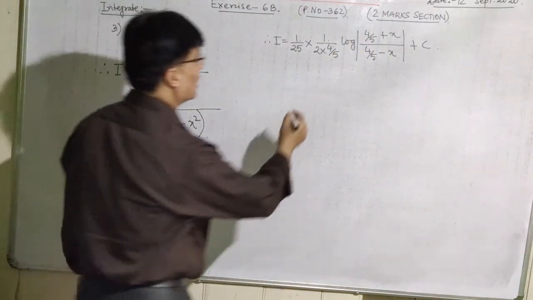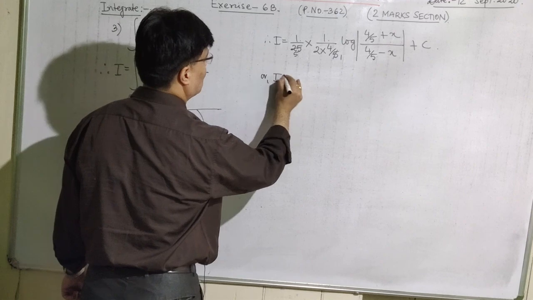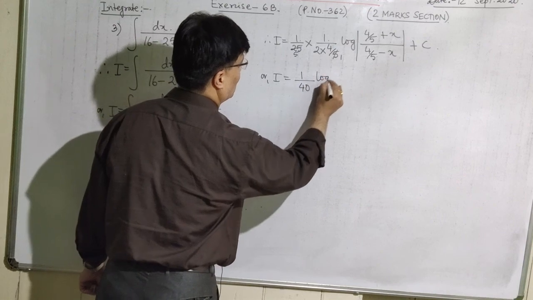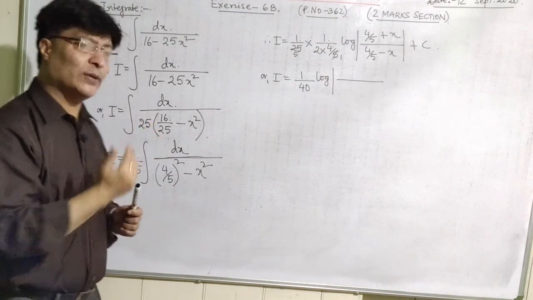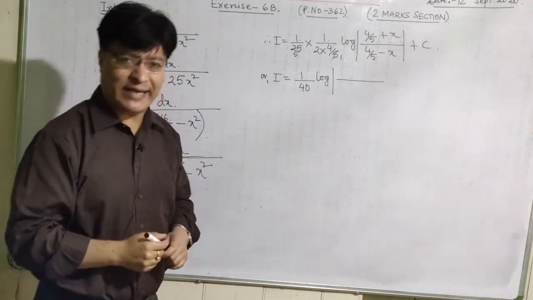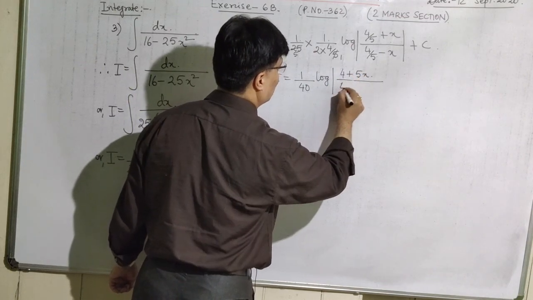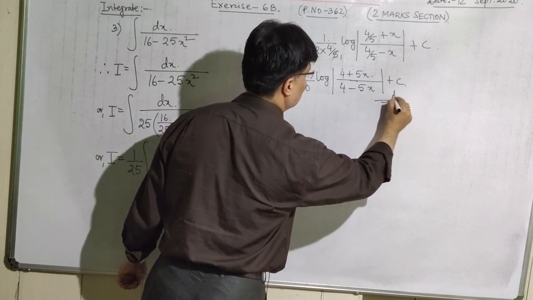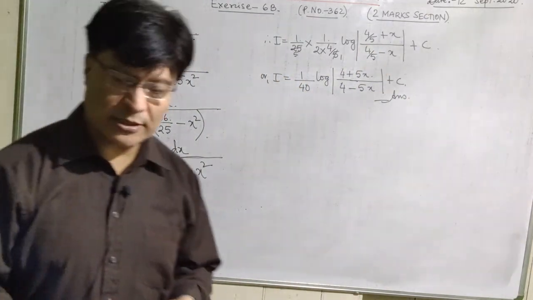Is that clear? So now here you can cancel these. 5 ones are 5, 5 5s are 25, right? Or I is equal to 1 upon 5 2s are 10, 4s are 40 log within mod. You can take the LCM both in the numerator as well as denominator. Here 5 is the LCM in both the numerator and the denominator, and that 5 will be cancelled. So after simplification you will get 4 plus 5x divided by 4 minus 5x, mod sign closed, plus c. So this is the final answer. So you can copy it. Now we'll do the next problem.